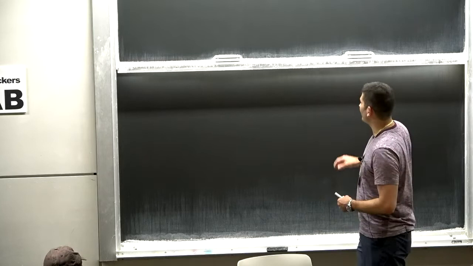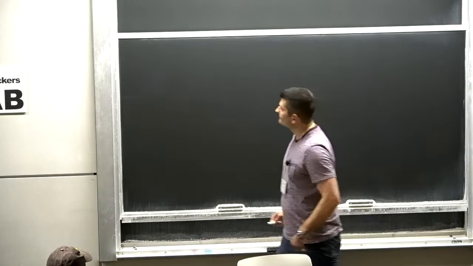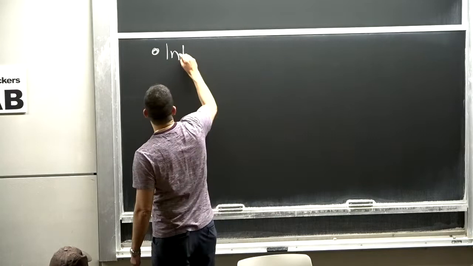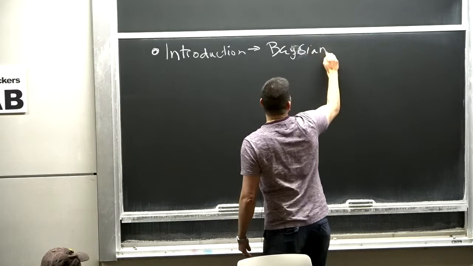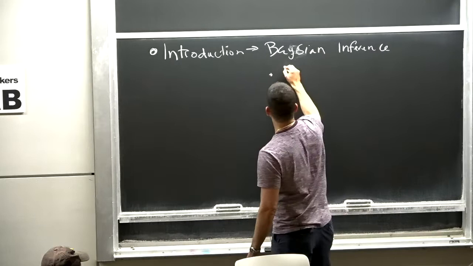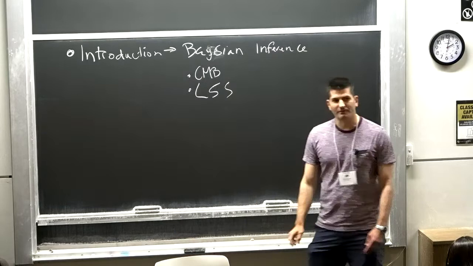So, to start, I'm just going to outline my plan. Today we're going to talk about a general introduction. We're going to discuss Bayesian inference, and then what that means for the CMB and the distribution of stuff in the universe between us and the CMB, which I'm going to call large scale structure for the purposes of this lecture.